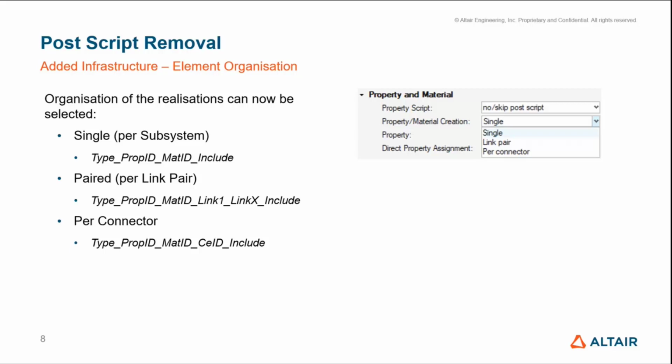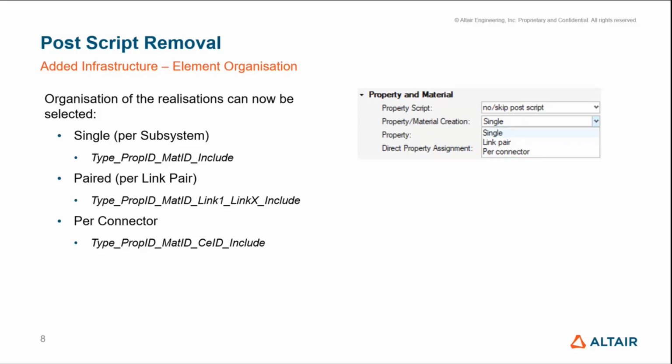So all realizations of that type are organized into a particular include or subsystem. And then we have per connector, for the situations that we've seen from some customers where they want their realizations organized on a per connector basis. We have the option to organize the realizations on a per connector basis. And again, all of this has come from historically what the PostScripts are doing. Now the customers have the ability to actually interactively change these according to what they want it to do.